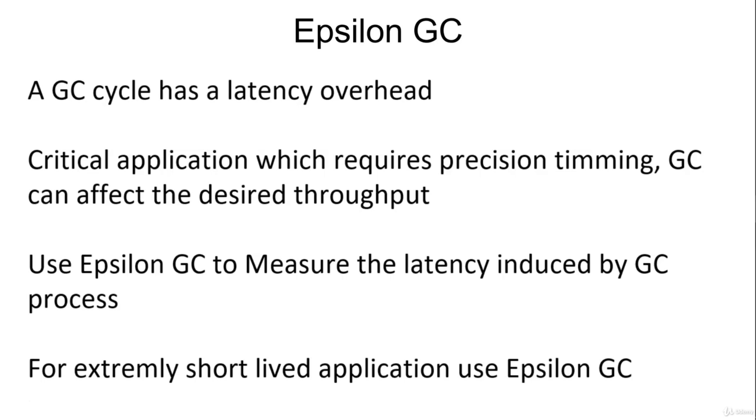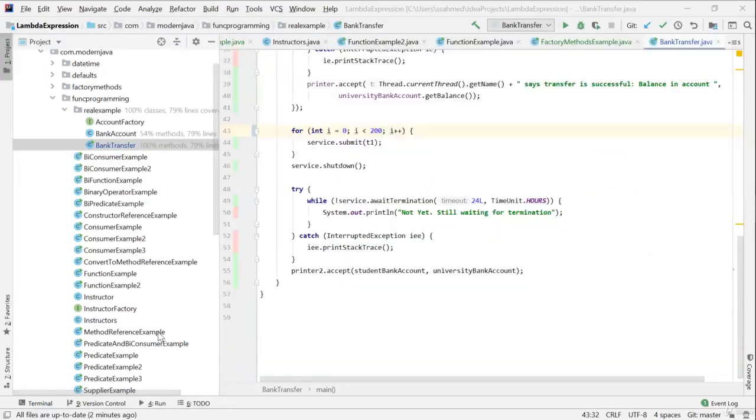For extremely short-lived applications, use Epsilon GC because it makes sense, as your application will exit before even the GC will kick in. Now we will see how we can run an application and configure it to use Epsilon GC.